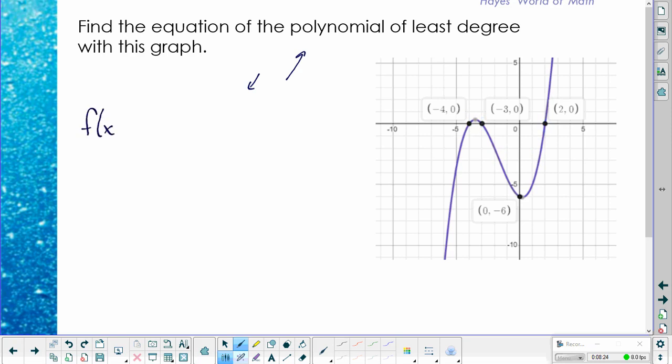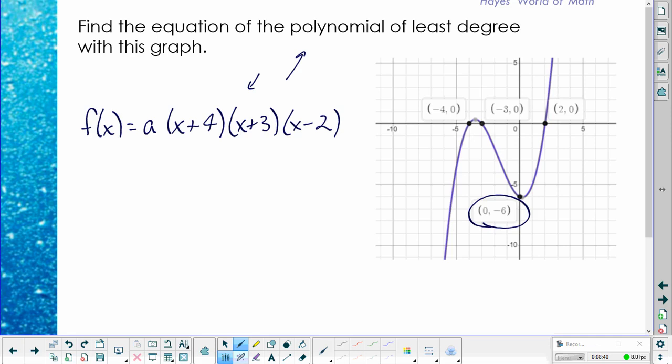My base form, I'm going to leave an a in there. I've got x plus 4 from the negative 4 y-intercept, x plus 3, and then x minus 2. Now from there, you can use any point, again, except for x-intercepts. I'm given this point 0, negative 6. This is going to be find a. And again, there's some ways that you can kind of finesse this. I'm just going to give you guys the basics here.